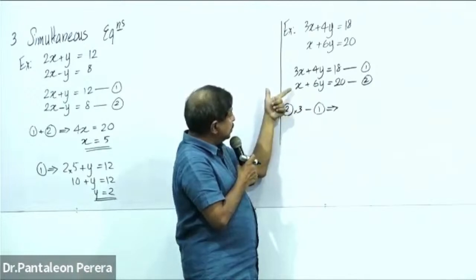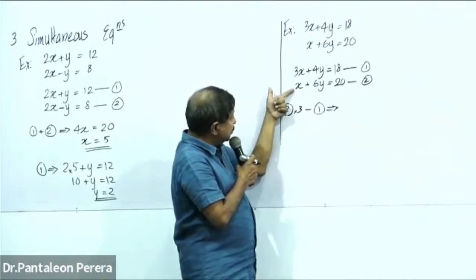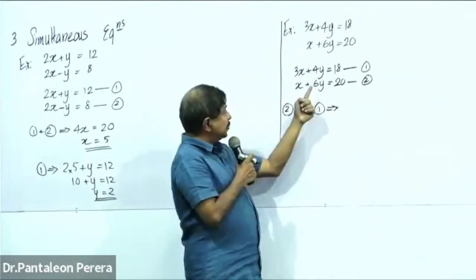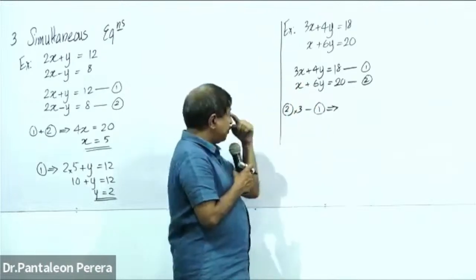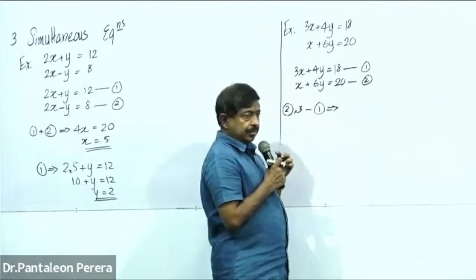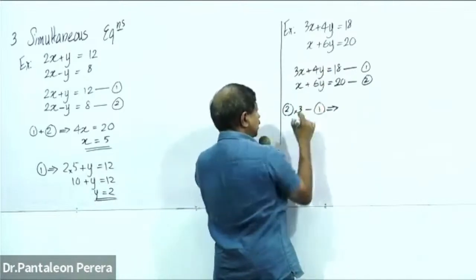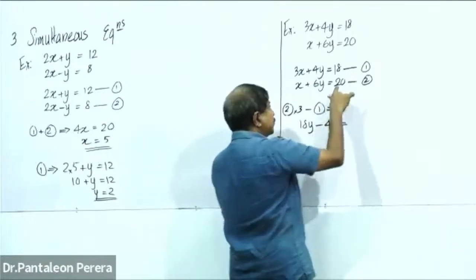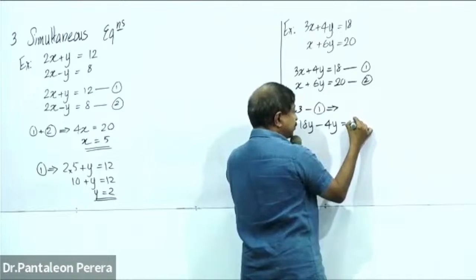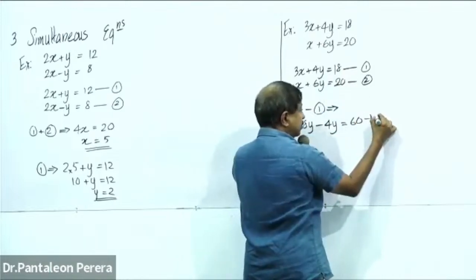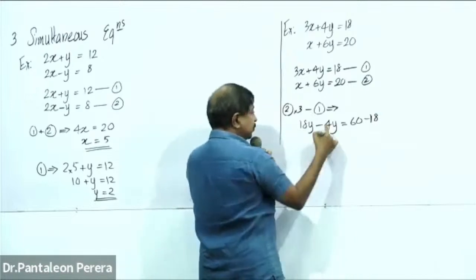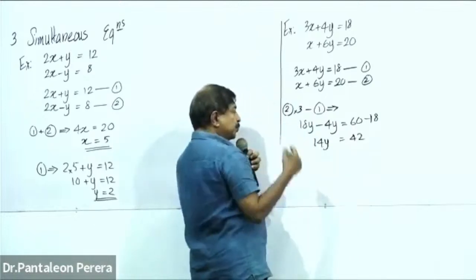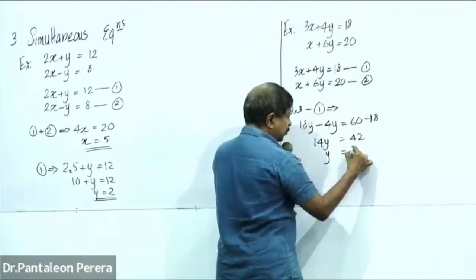Now take this for example. Now, when you multiply this by 3, this will be 3x. 3x minus 3x, 0. So that's gone. Now multiply this by 3. That is 18y. Right? So 18y minus 4y. In the right-hand side, you multiply this by 3. So that is 60 minus 18. So this is 14y is equal to 42. Divide both sides by 14. So y is equal to 3.